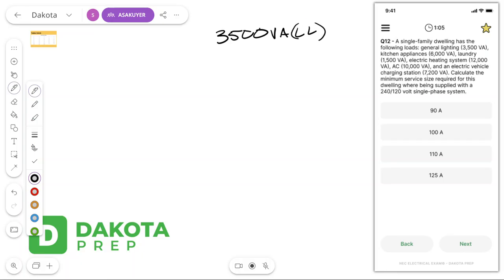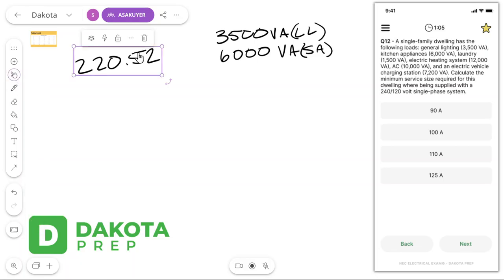Then it says, in addition to that, you've got 6,000 volt amps for small appliances, right? So 6,000, that's significant. That's twice as many as you need. That means they've got four 1,500 volt amp small appliance branch circuits. We'll call that SA for small appliance. Now remember, that's per the requirements of 220.52. Now 220.52 has an A and a B. A says 1,500 volt amps for each small appliance branch circuit. B says also 1,500 volt amps for each laundry circuit.